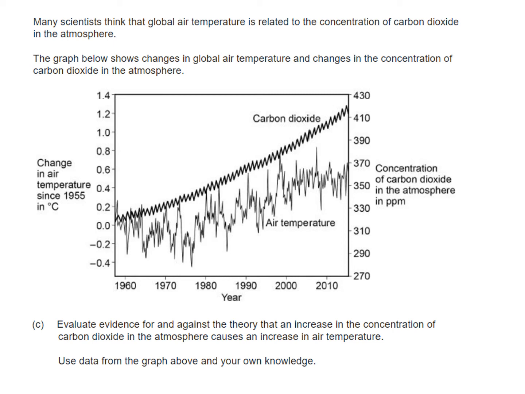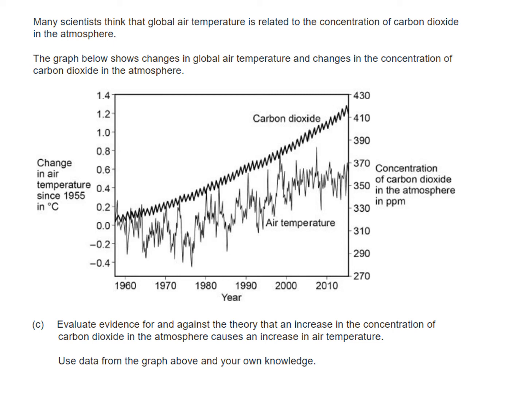So the question they ask you is to evaluate for and against, right? Argue both sides. Evaluate evidence for and against the theory that an increase in the concentration of carbon dioxide is causing the increase in air temperature. And you have to use data from the graph above and your own knowledge. So how would I answer this question?